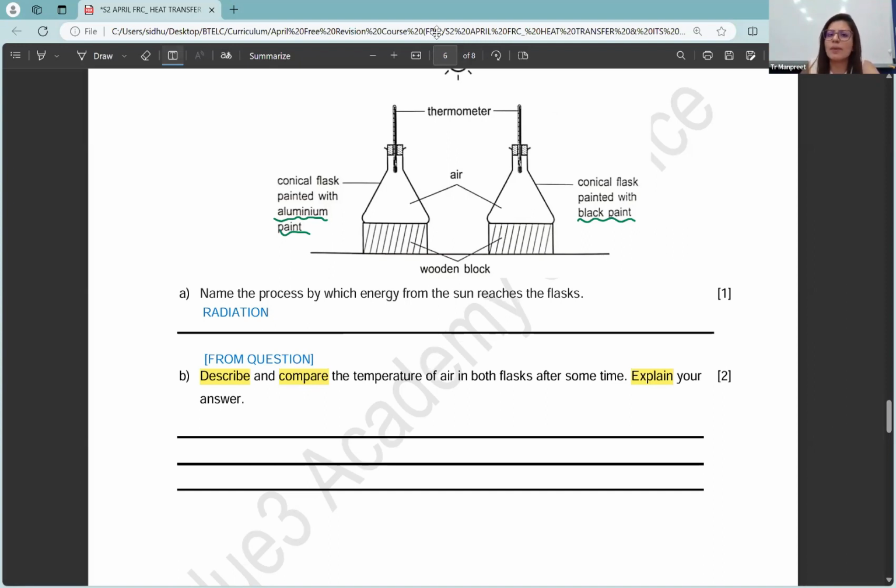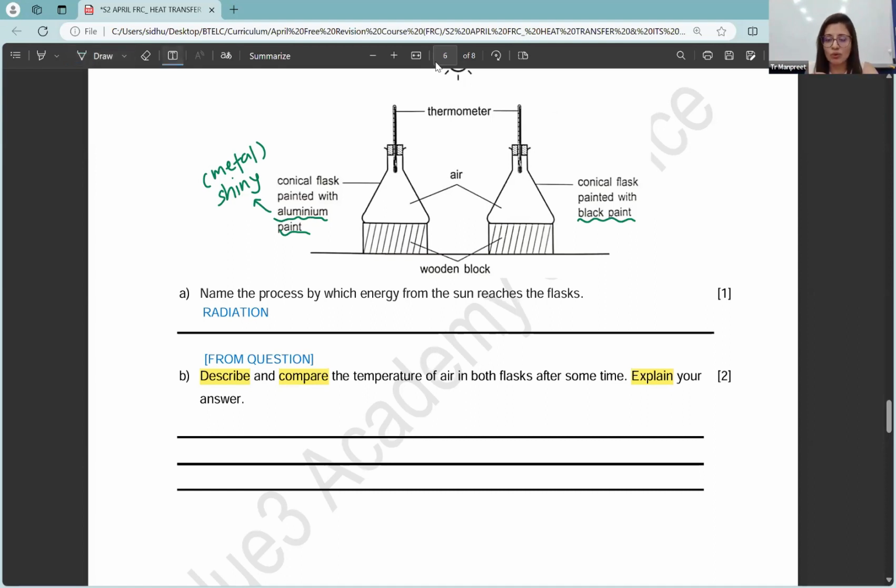Then you're saying, hey, but aluminium is a conductor. Yes, it is a conductor, correct. But it is also shiny because it's a metal, and metals have a shiny surface. So this makes it a poorer absorber of heat. It is a good reflector. So whatever heat touches the conical flask, the tendency for it to reflect is way higher than for it to be absorbed.